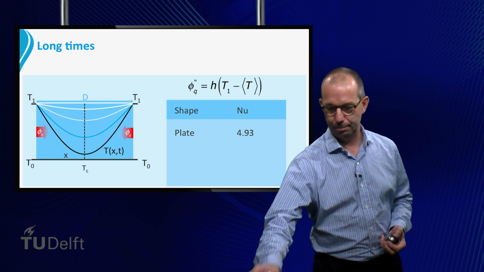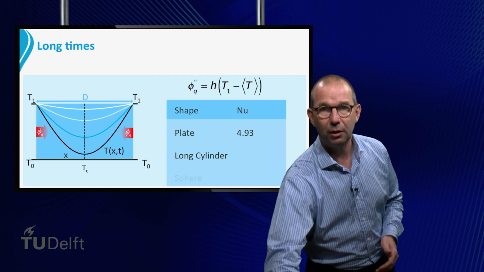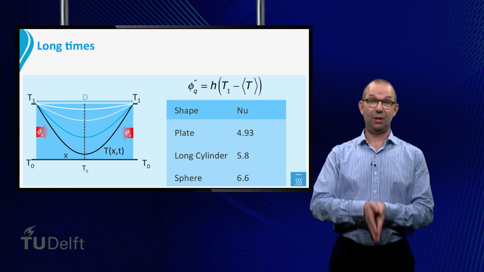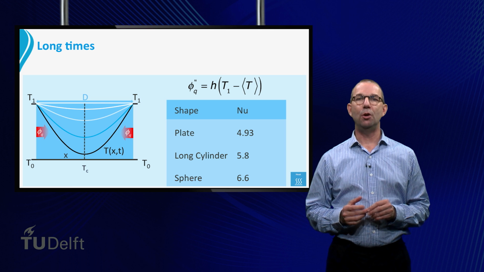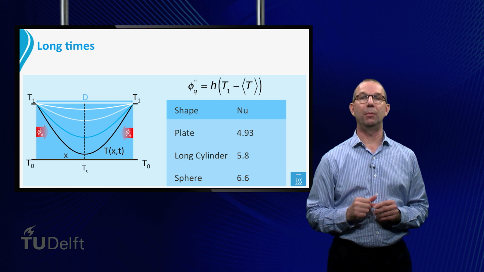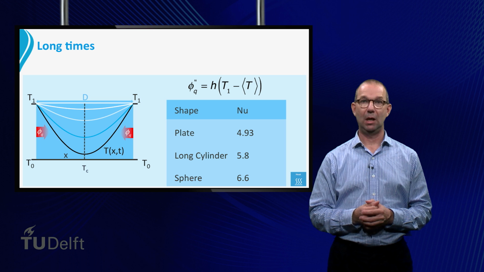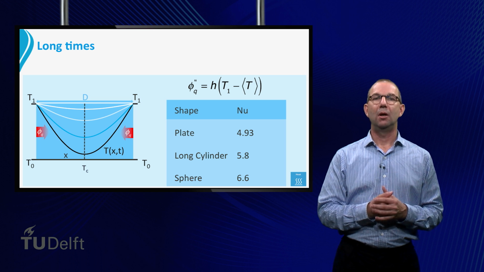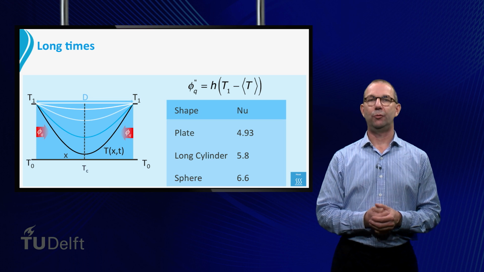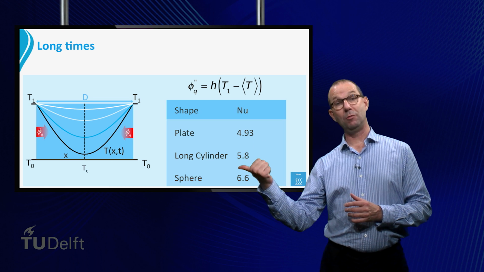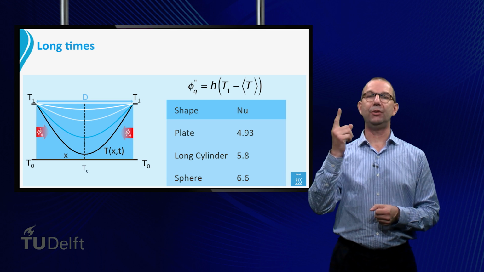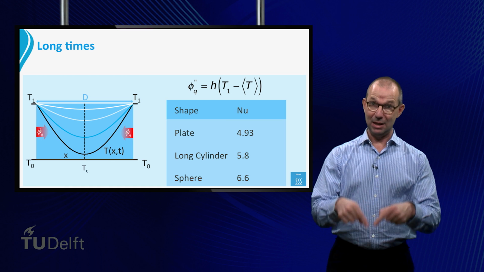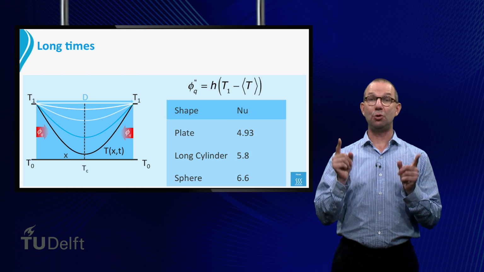We can sum them up. For the long cylinder, Nusselt is 5.8, and for the sphere, Nusselt is 6.6. Note that we have now two Nusselt numbers for conduction and a sphere. The first one we learned, when Nusselt is 2, dealt with steady-state conduction from a sphere surface into the surrounding. Now we add Nusselt is 6.6. That is for unsteady heat transfer inside the sphere. Keep these two apart in your memory.